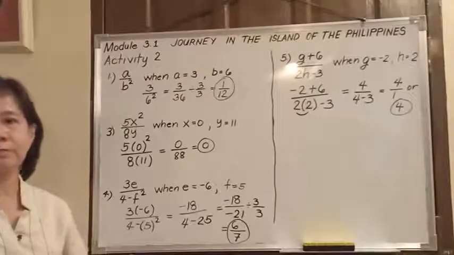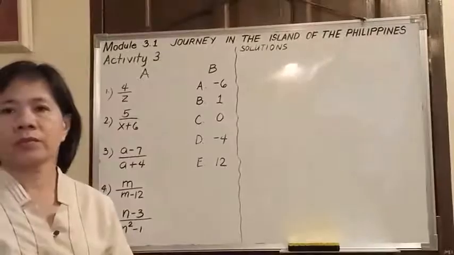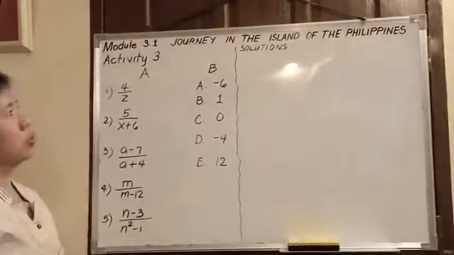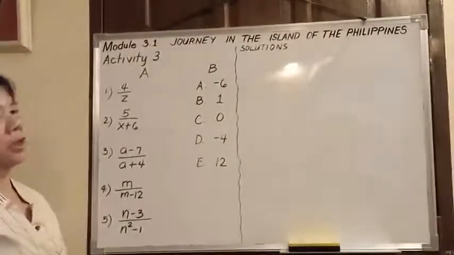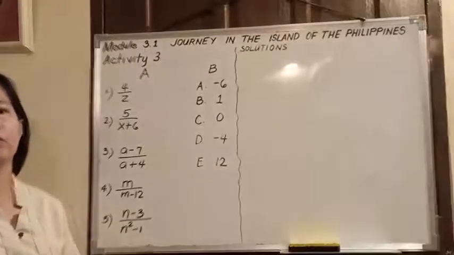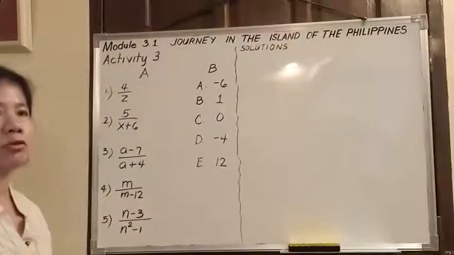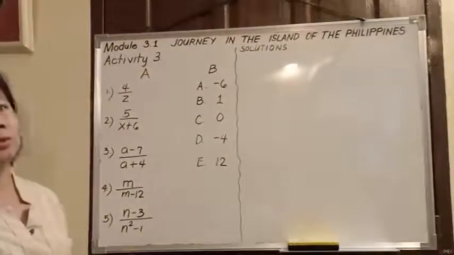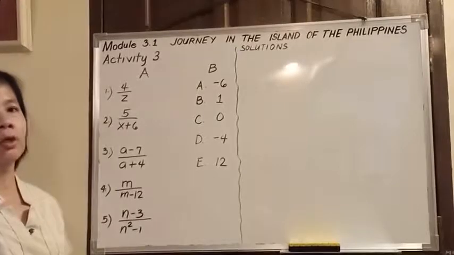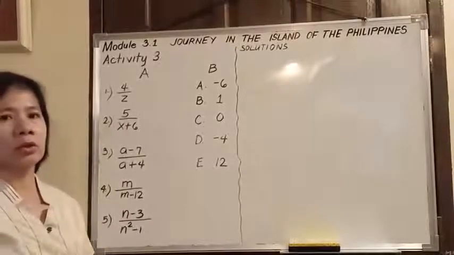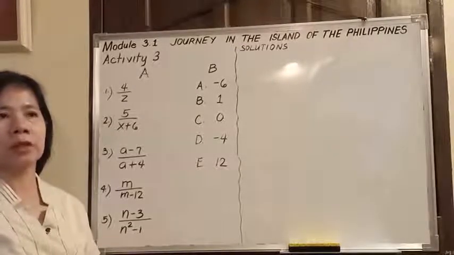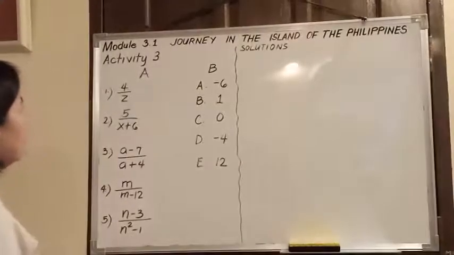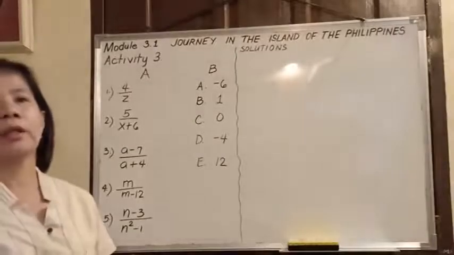Next activity. For activity 3, you match column A with column B by determining the value of the variable that will make the expression meaningless or undefined. So it has something to do with the denominator. Denominator must not be equal to 0. If the denominator is 0, then the expression is meaningless or undefined. So we will look for the value of the variable in the denominator.